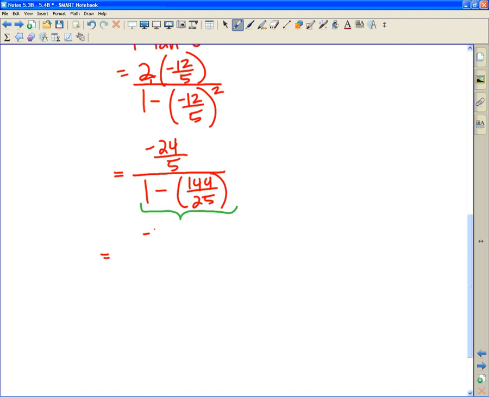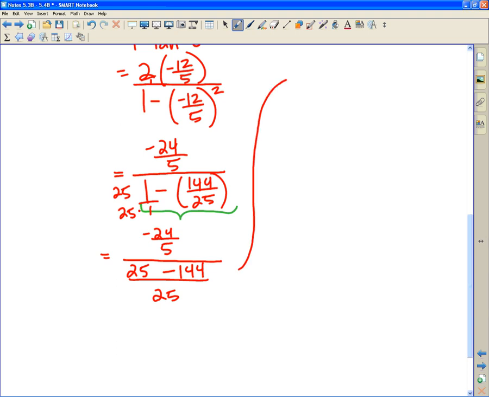So right now I have negative 24 over 5 divided by, this is really 1 over 1. So I need to multiply it by 25 on the top and 25 on the bottom. So 25 minus 144 over the common denominator, 25. I'm going to save myself some paper. Negative 24 divided by 5, bigger bar, 25 minus 144 is negative 119 divided by 25. Now that I have a fraction over a fraction simplified, I can multiply by the reciprocal.